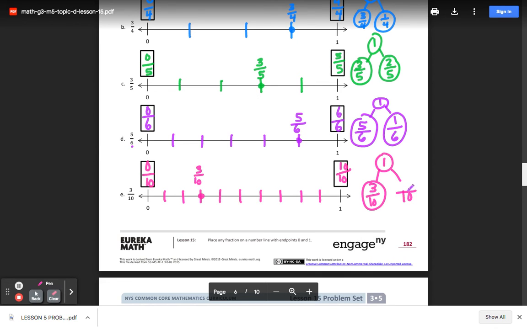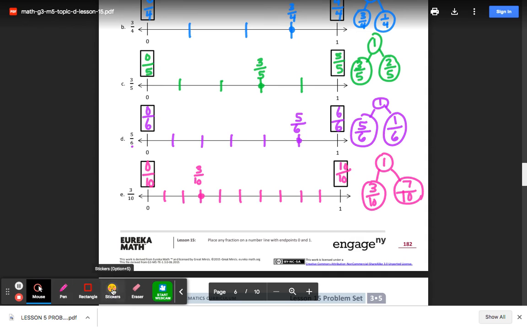I could say 3 plus what equals 10? Or I could skip 1, 2, 3, 4, 5, 6, 7. That's right, 7 tenths is what goes right there. I feel quite sure that you all are rocking it out today. Yay! Good job.